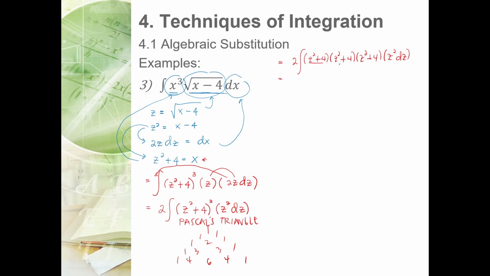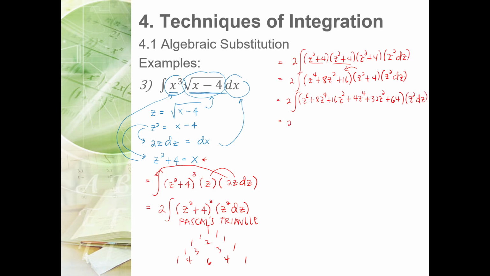Expanding first the first two binomials, this becomes z to the fourth plus 8z squared plus 16, times z squared plus 4, then z squared dz. So to be sure of your answer, just go very basic by distributing one term at a time. Let's first multiply z squared: z to the 6 plus 8z to the 4th plus 16z squared. Next we distribute 4: 4z to the 4th plus 32z squared plus 64. Then we have z squared dz.